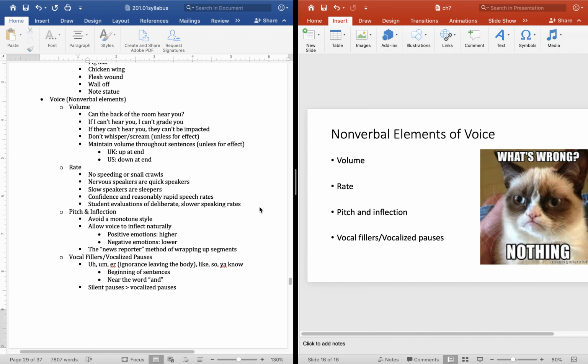So, if you think about volume for a speech, ask yourself if the back of the room can hear you if you're in a physical space. Here we have a different setting. We have microphones. Each microphone's a little different. So practice, go back and watch yourself, but make sure that I can hear you, because if I can't, then I can't grade you. And if the audience can't hear you, they can't be impacted by your speech. And that's counterintuitive, counterproductive for what we're trying to do.